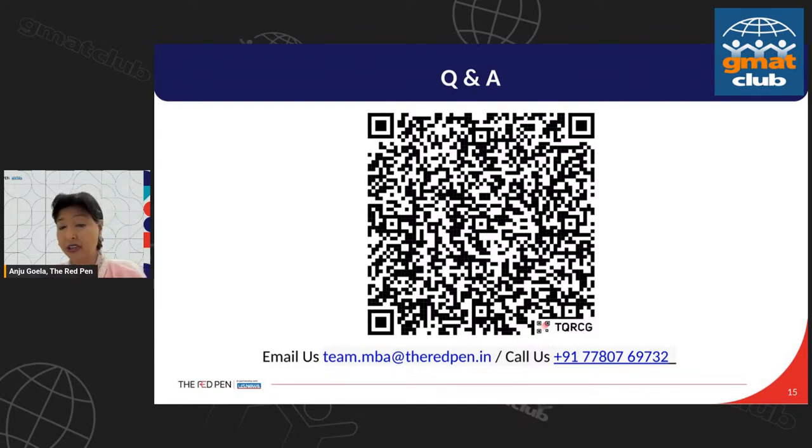Average college fee, as I said, is around $80,000 to $90,000 in the US. In the UK, it can vary depending on the length of the program, right? But I think London Business School is over 120,000 pounds or 130,000 pounds.